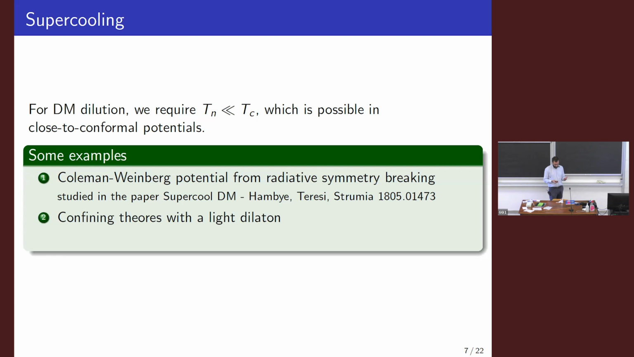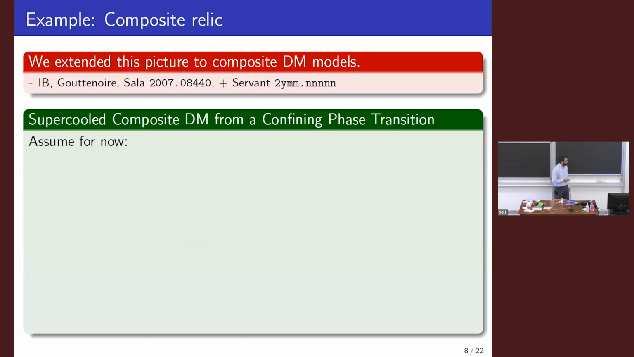Another example that's known from the literature is confining theories with a light dilaton, which is going to be the focus later on in the talk. And then third, you could have the holographic dual to that, which is a Randall-Sundrum scenario with the Goldberger-Wise mechanism to stabilize the extra dimension.